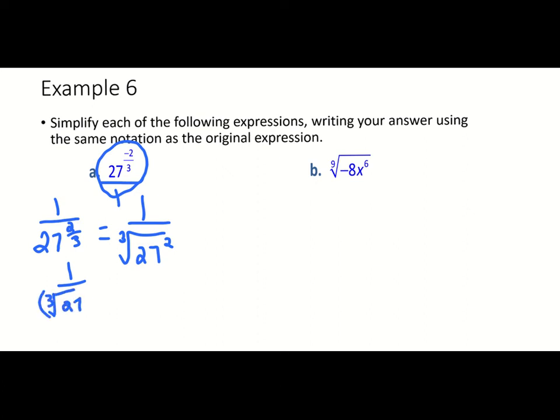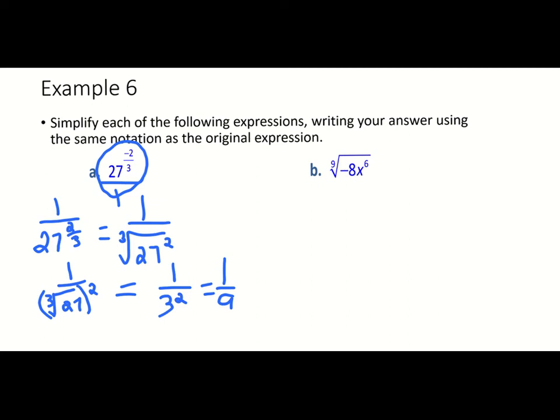And then you can always put parentheses and put that exponent on the outside, because then it's easier to take the cubed root of 27, which I know 3 times 3 is 9, 9 times 3 is 27. So I know that the cubed root of 27 is 3. And then I will square it using my 2. And so my final answer here is going to be 1/9. So by converting it to a power, it was much easier to solve.